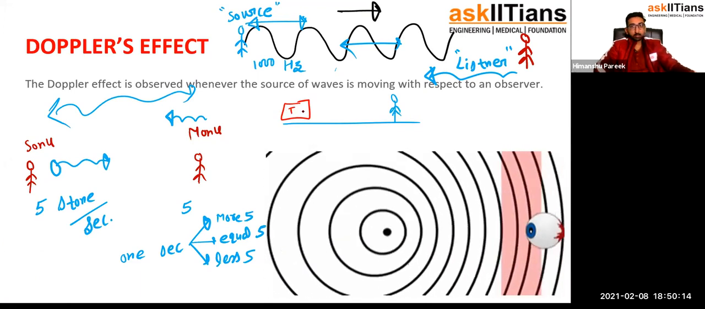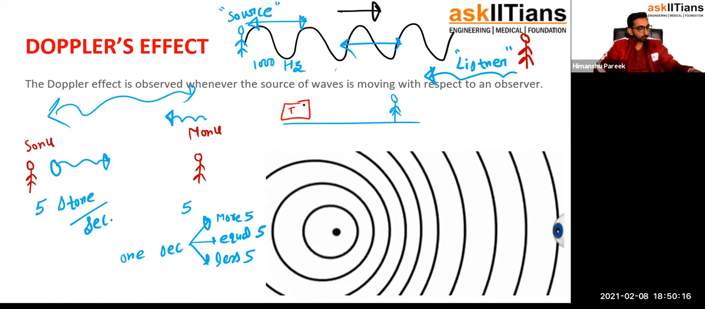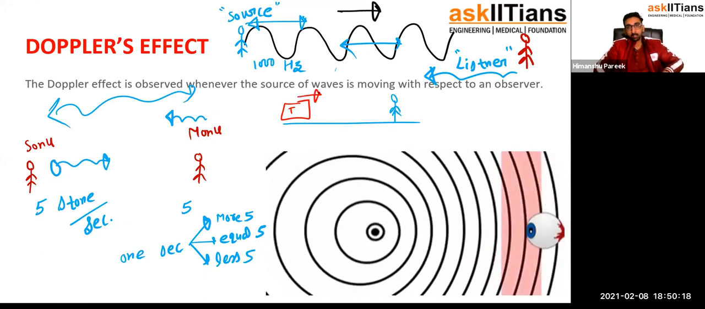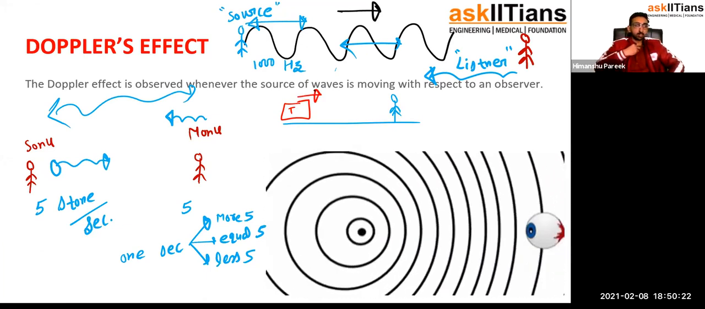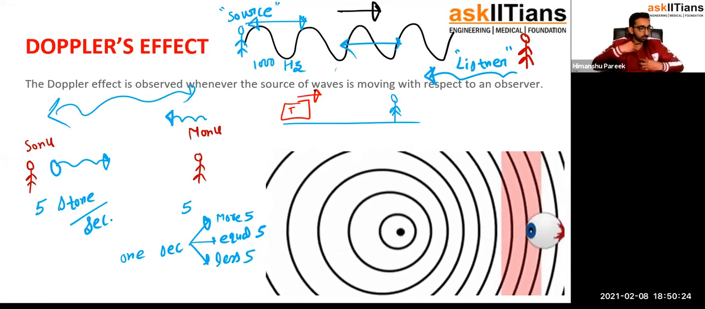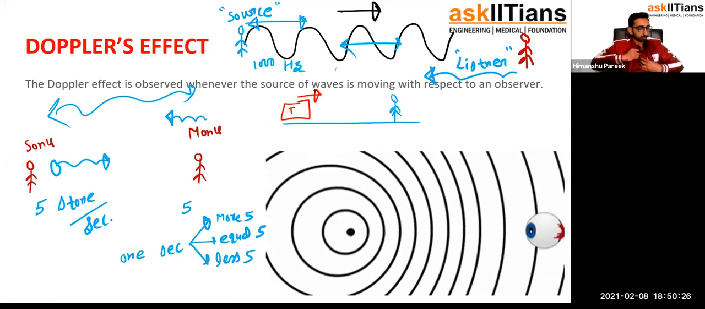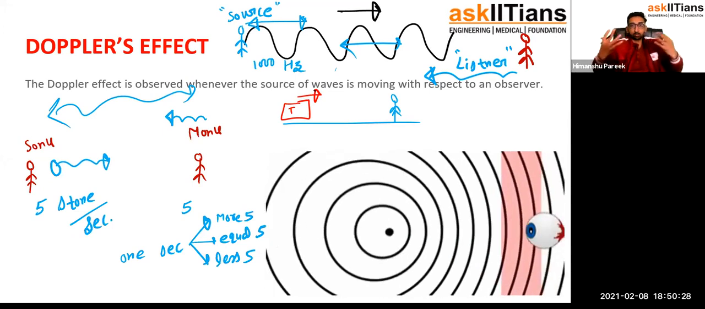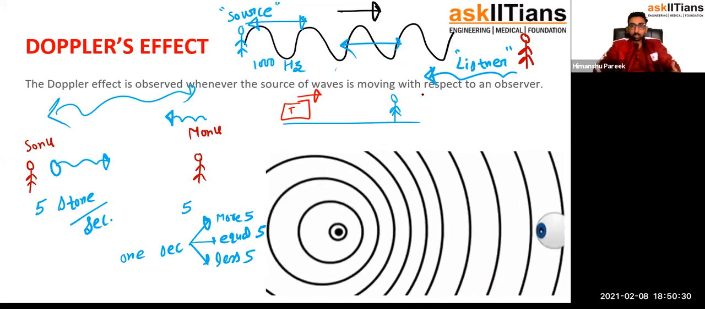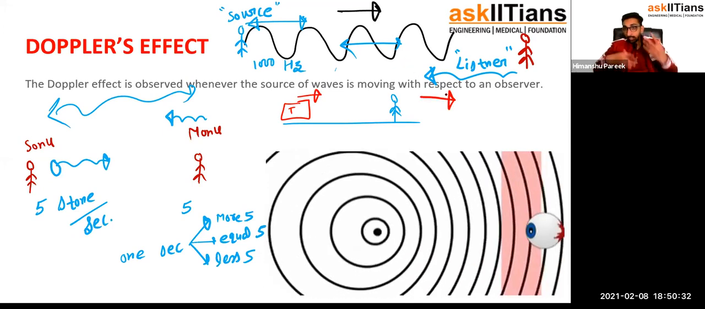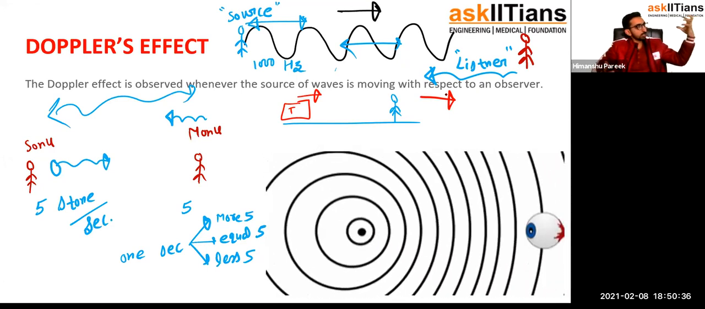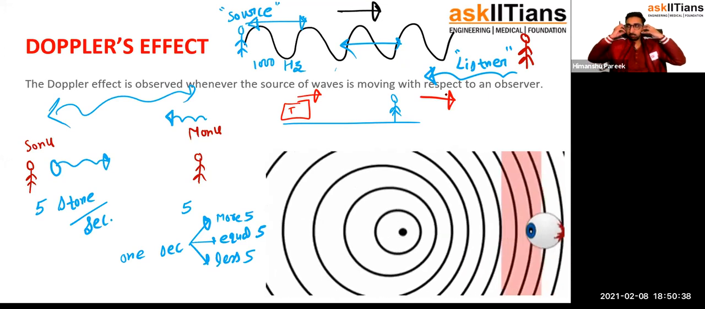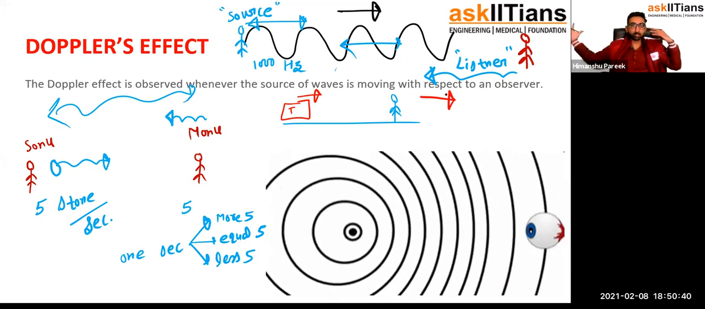That's a train coming from the left side. Now what will happen? If the train is coming from the left side, then you hear a very high sound. And when the train goes away from you, you will hear that the sound quality has changed. A very high sound is coming and then the sound changes.